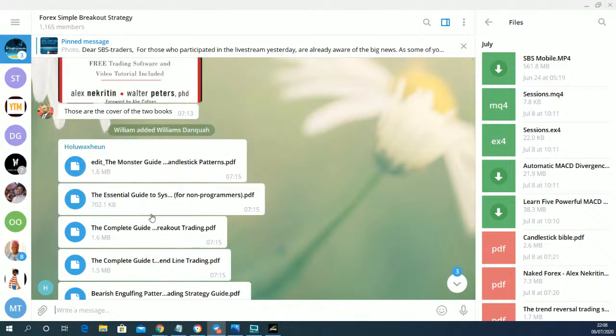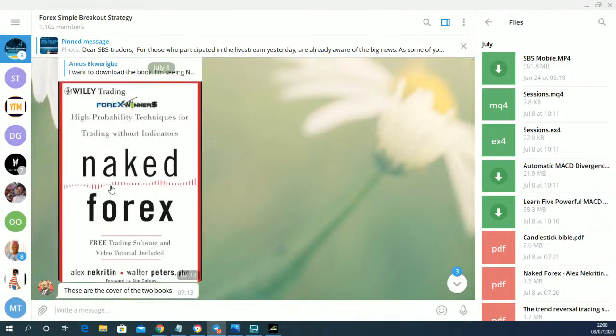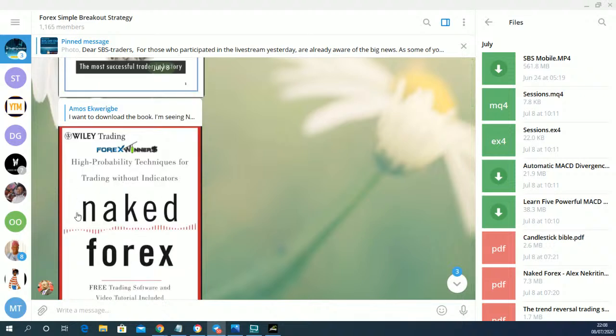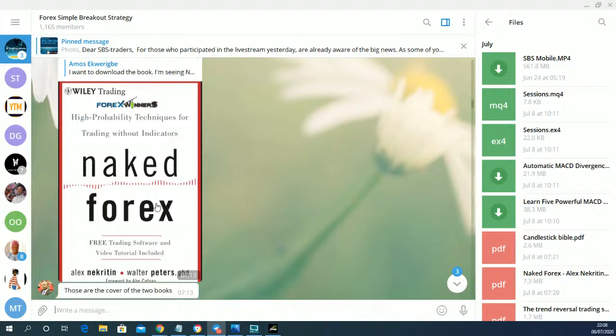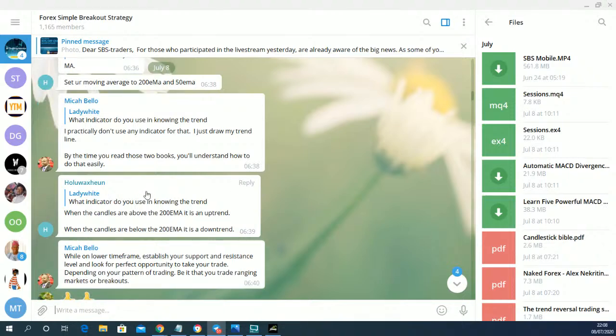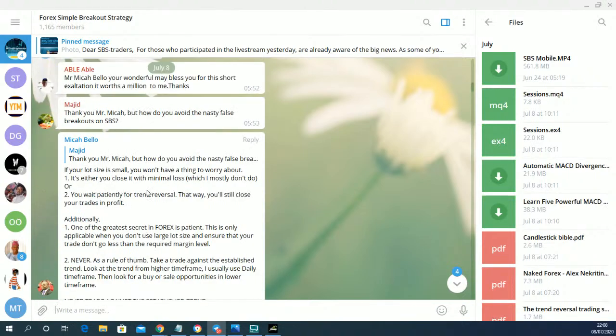If you'd like to join the Discord group, oh, look at that. Somebody has just posted this Naked Forest book. I will encourage you to read it. I think it's fantastic, especially this one. It tells you all about trading without indicators, trading without using any indicators. Price action, where you look at support, resistance, and candle patterns and things like that. It's a good read if you can.